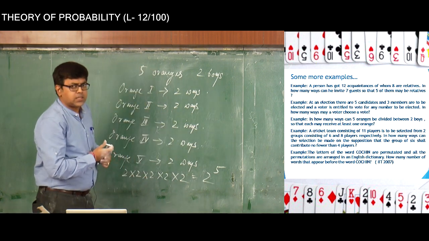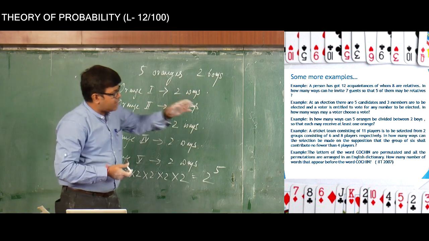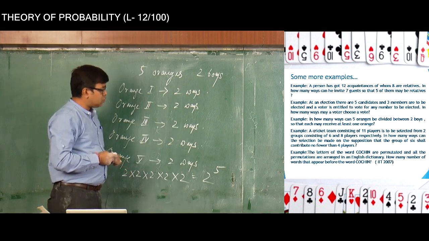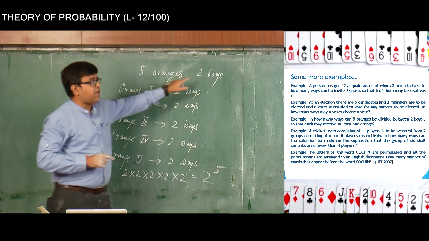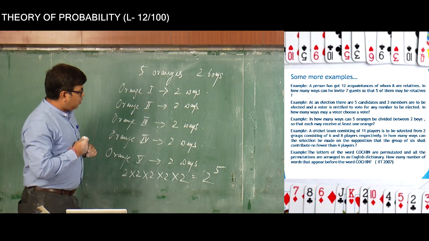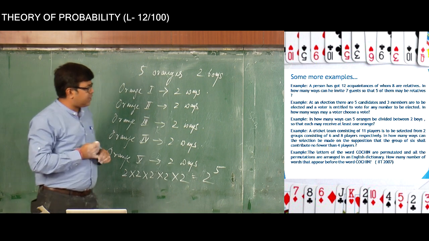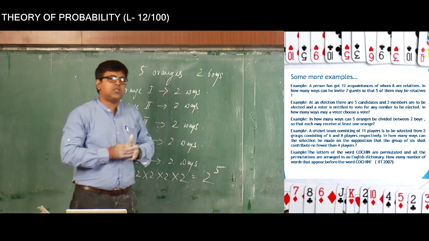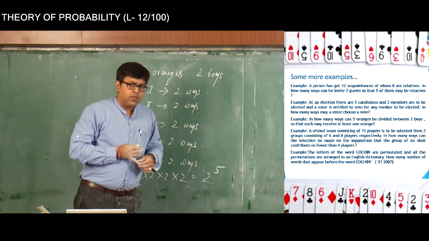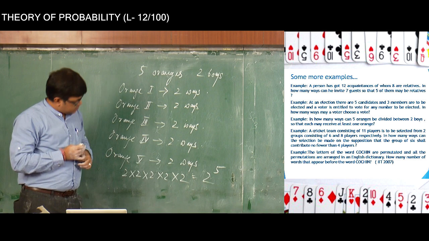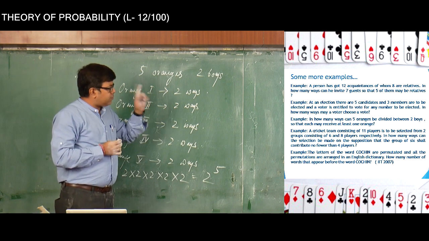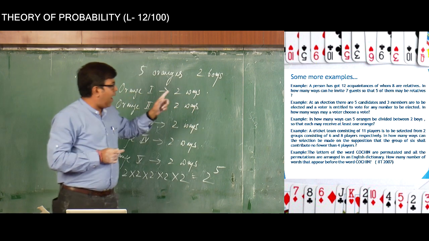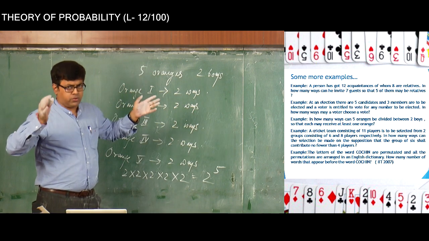But that is not the question asked. The question asked is that each may receive at least 1 orange. So, each will receive at least 1 orange. Now, if you want to find that, you have to first find out those cases where any one of them is not getting any of the oranges. Now, is there any possibility? Yes, there is a possibility. See, there is one case where, in fact, there are 2 cases. Sorry, there are 2 cases.